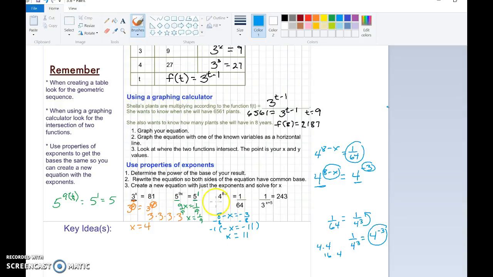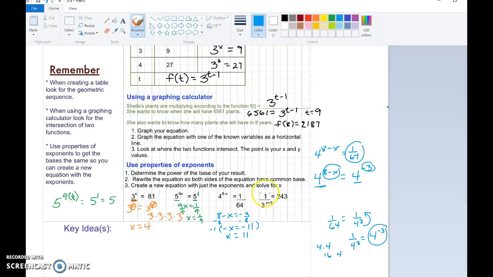And let's see if we could go back and do this. If we plugged 11 in for x, 8 minus 11 would be negative 3. 4 to the negative third power is the same as 1 over 4 to the third power, and 4 to the third power is 64. So it works. Let's try this next one.